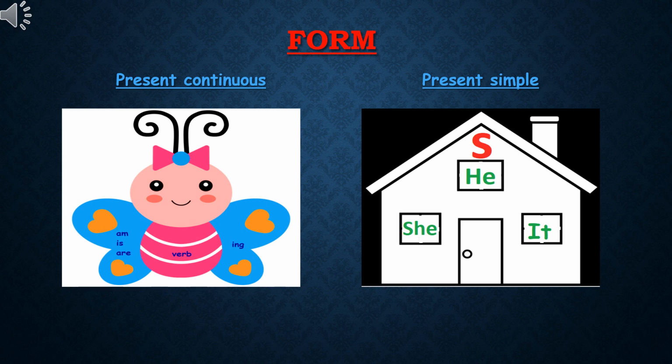ES with the verbs ending with S, SH, CH, O, and X. And the IES, it's for the verbs ending with Y, but make sure that you don't have a vowel before the Y. Okay? As for the pronouns I, they, we, and you, we get the verb only as it is, without S.